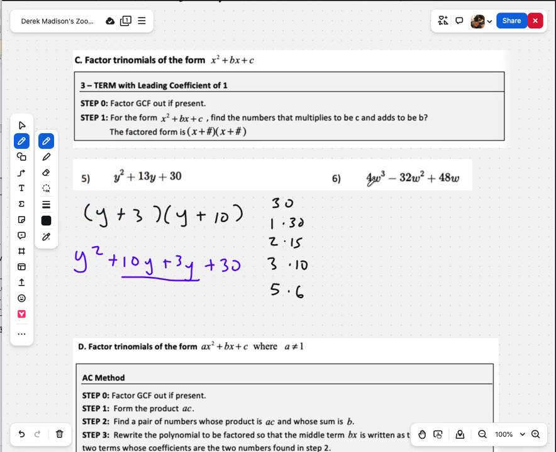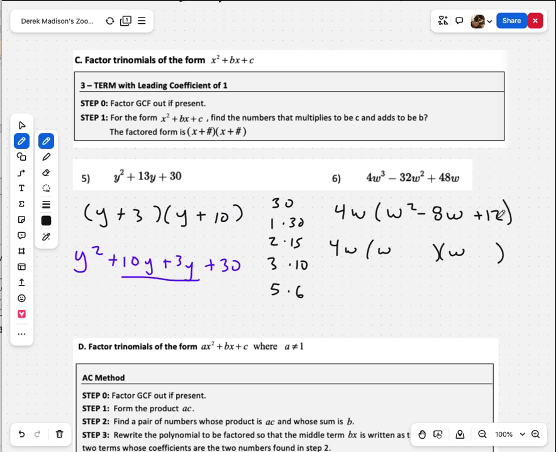For this next one, this is a good example of this looks much harder than that, and it's because there's a greatest common factor in the way. So let's factor, everything has a 4 in it, and everything has a w in it. So let's go 4w out front. W squared, minus 4 goes into 32 8 times, and 4 goes into 48 12 times. And then we just bring down the 4w. We'll set up our parentheses.